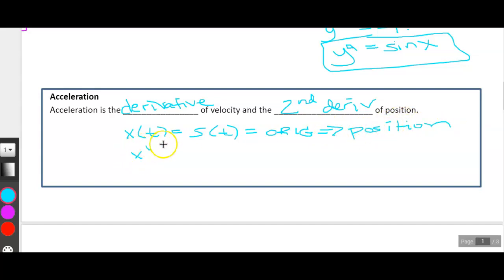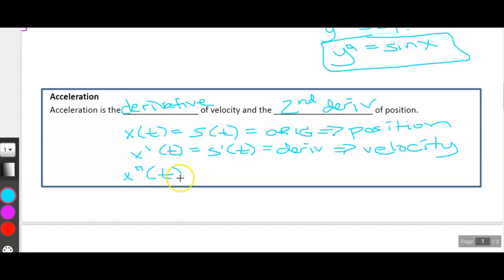The derivative, so I'm going to let that be the derivative, that is known as velocity. So it's the change in position. And our second derivative of the original, well, it's the change in velocity, which is acceleration. Okay?